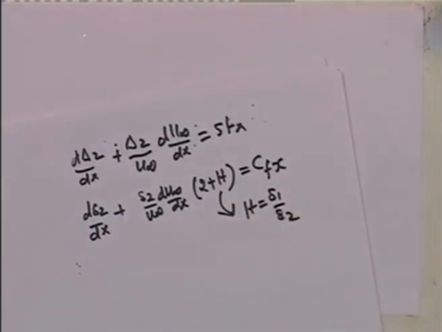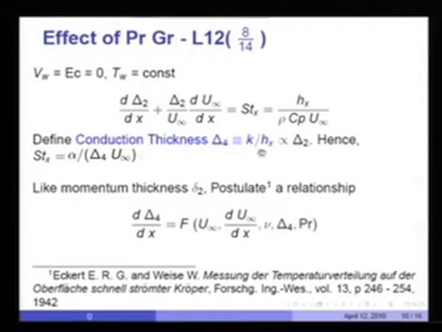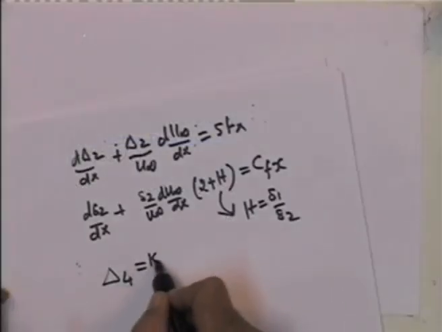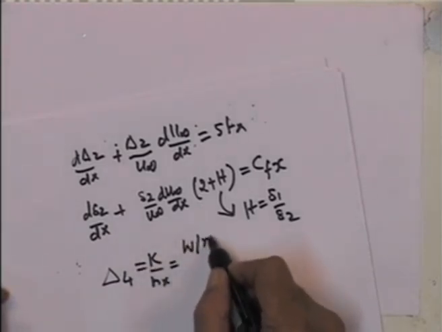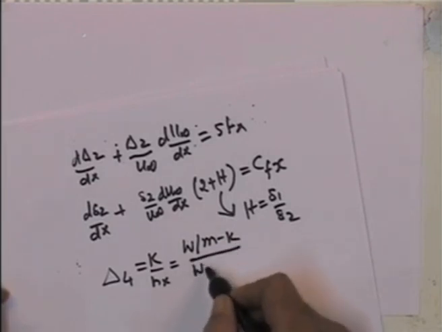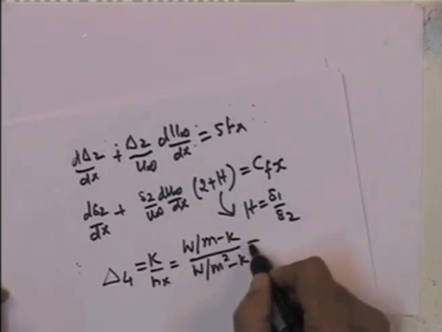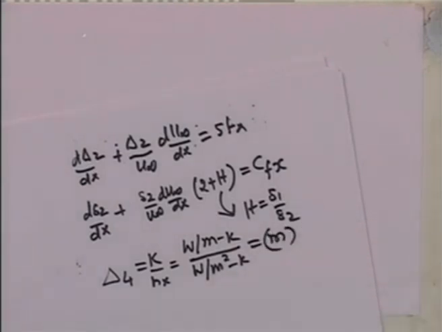You can see the two equations are very similar. Now, to make further progress, I am going to define what is called the conduction thickness, delta 4, equal to k by hx. Delta 4 will be defined as k by hx. You recall that the units of k are watts per meter Kelvin, whereas the units of hx are watts per meter square Kelvin, and this has the units of meters.